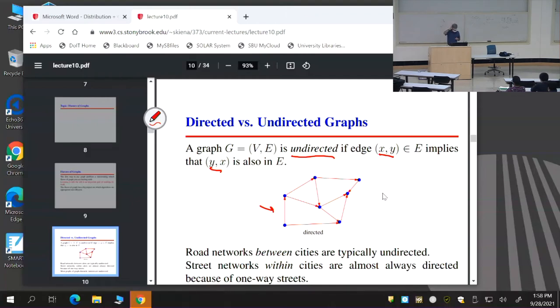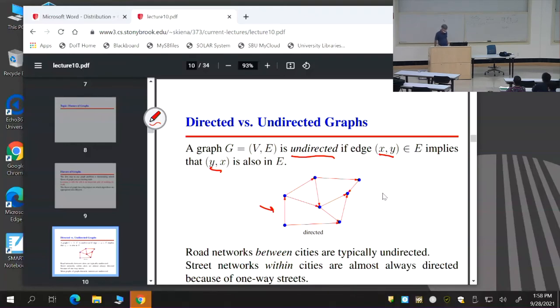What about, let's just think of some other graphs. Is the web graph directed or undirected? Web pages, is that directed or undirected? Yeah? Directed. My web page links to somebody else. They don't have to link back to me, do they? Right? Everybody links to Google. Google's homepage does not link to me, right?